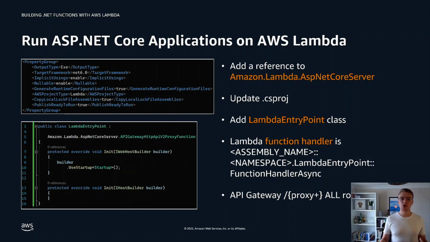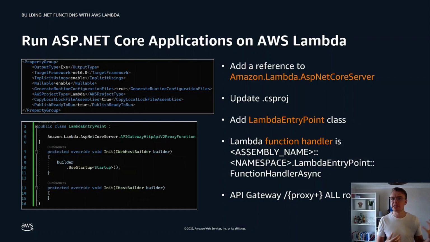In this instance, where we've got our Lambda function sat behind an API Gateway HTTP API, we inherit from the API Gateway HTTP API v2 proxy function class. Yes, that is a little bit of a mouthful. All of these base classes include a method called function handler async, and that will be the method that the actual Lambda function invokes. When we set the handler of our Lambda function, that will be the method that we use.